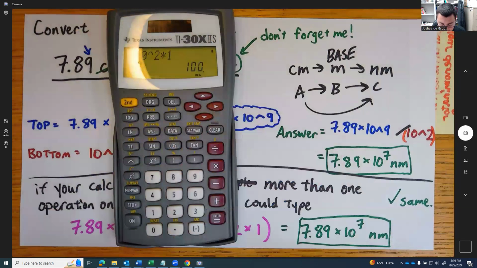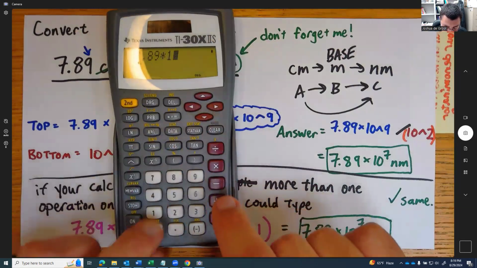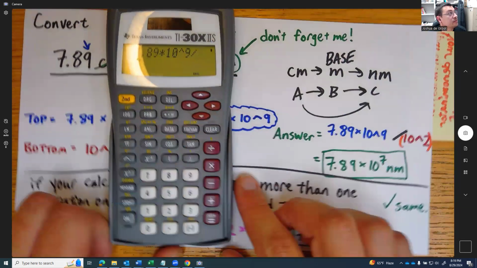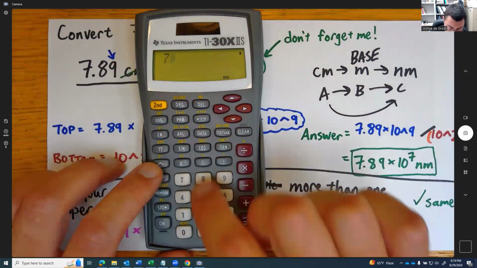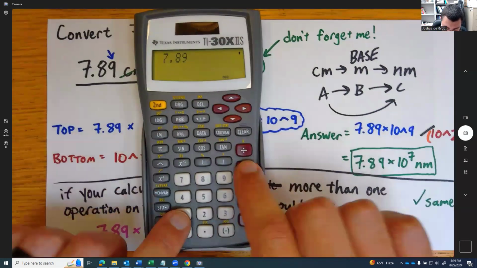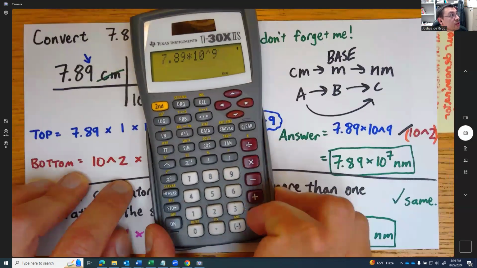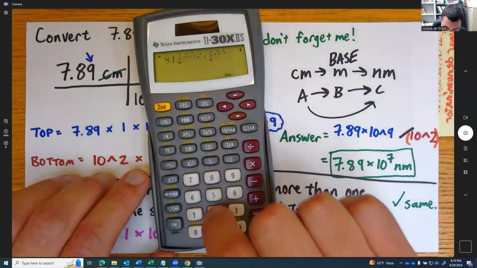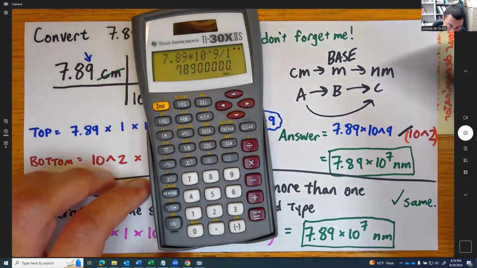Okay. So let me show me typing that. Here's my top, 7.89 times 10 to the 9. And then I'm going to divide by, oops, glare. I'll do that one more time. 7.89 times 10 to the 9. And then we're going to divide by 10 to the second power. Okay. And then we'll get the answer.